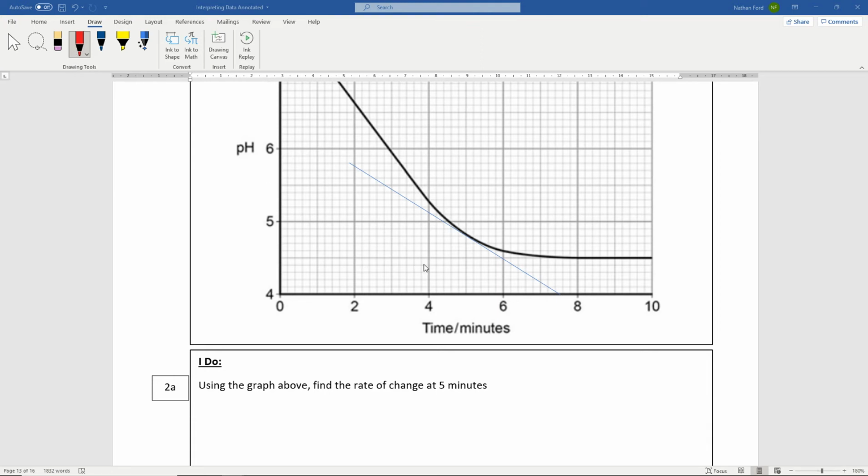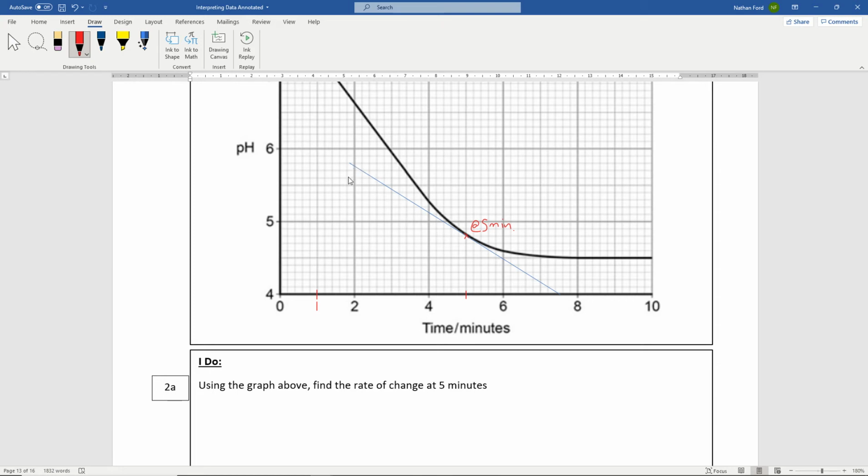So first thing I've done is I've found 5 minutes. So from 0 to 2, that means that halfway is going to be 1, which means that's 3. And then what we really want is 5 minutes, which is here. So I'm going to read up. That is at 5 minutes. So I draw a tangent at that point, which is what you can see here.